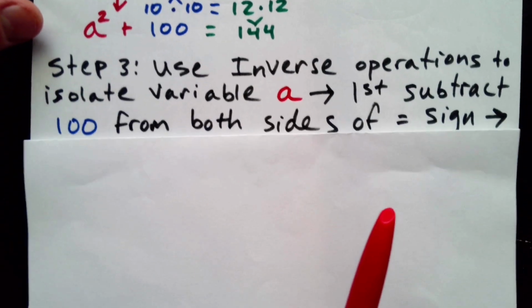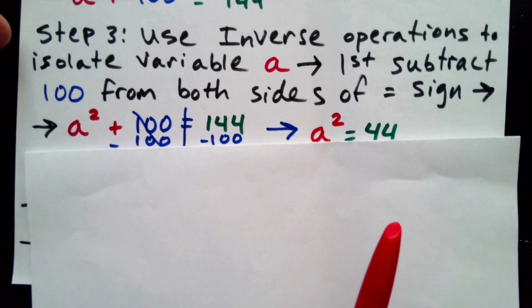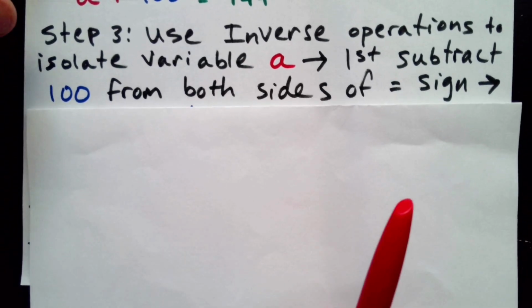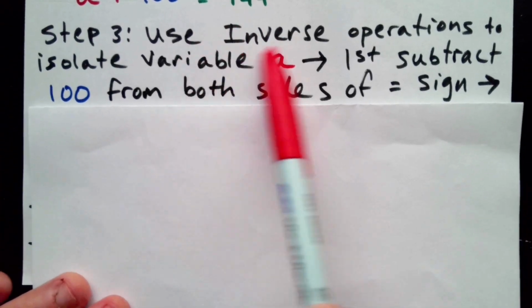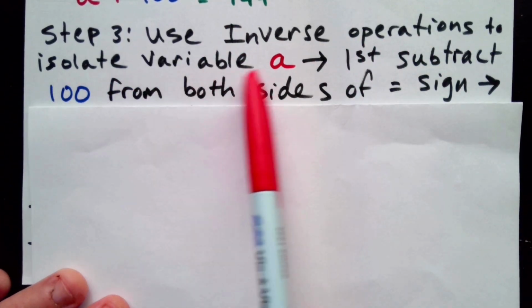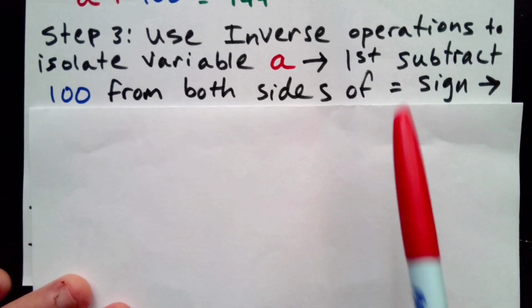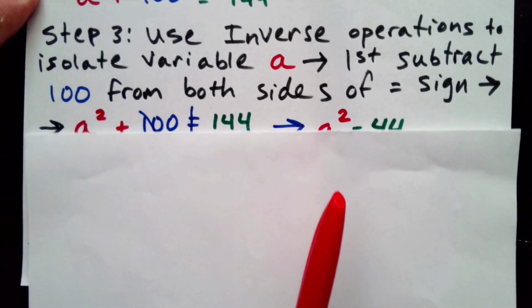Let's go ahead to step three. We're going to use the inverse operation, right? Inverse just means opposite. We're going to use the opposite operation to isolate the variable A. First, we're going to have to subtract 100 from both sides of the equal sign.